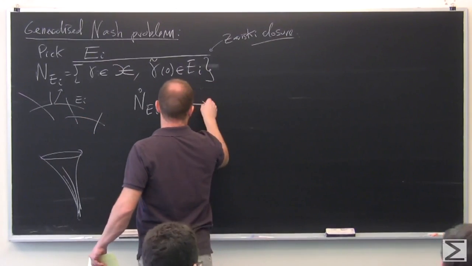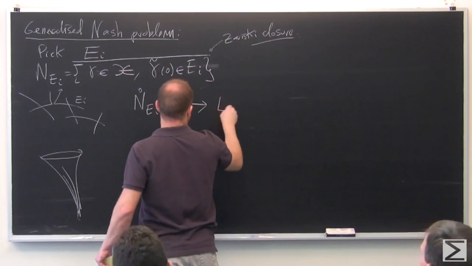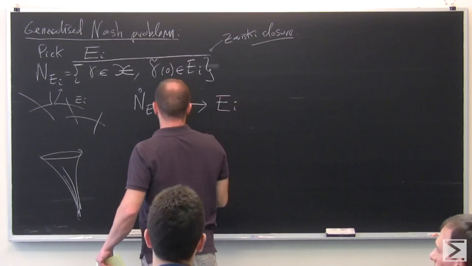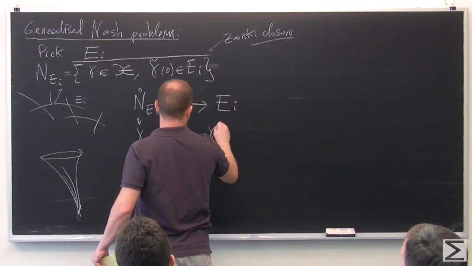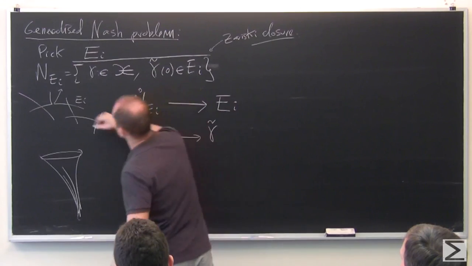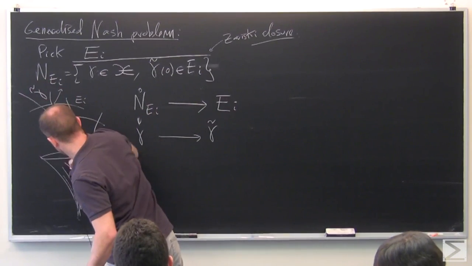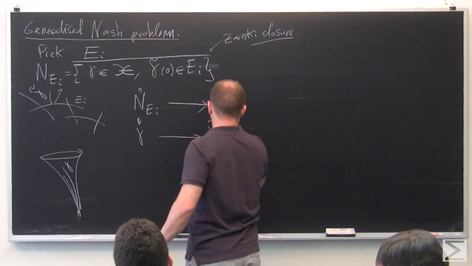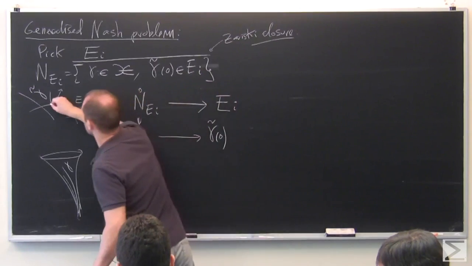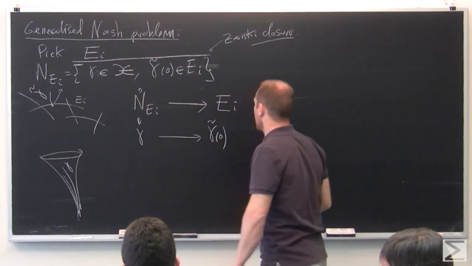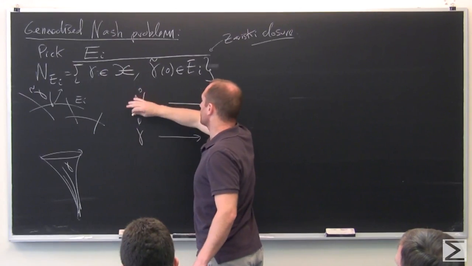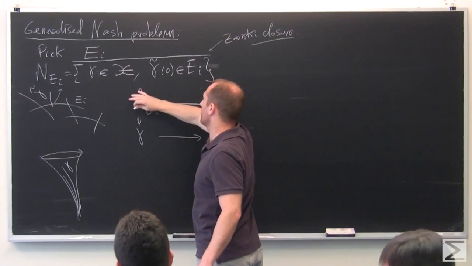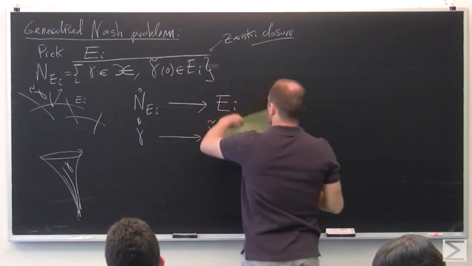And this set has a mapping to E_i. If you choose an arc, then you take the lifting of the arc to the resolution, and you evaluate at zero, and this picks a point in E_i. So this has a natural scheme structure. This is a Zariski open subset in some scheme, and this is a scheme morphism.